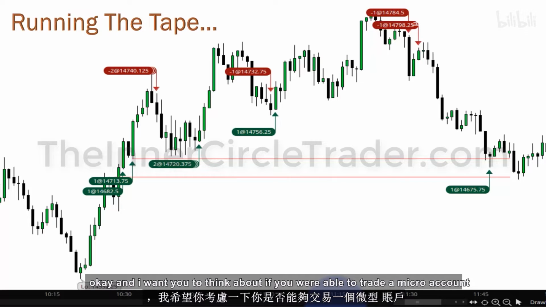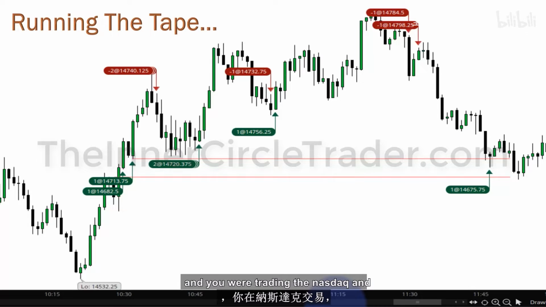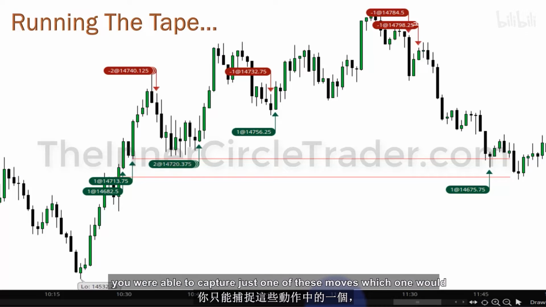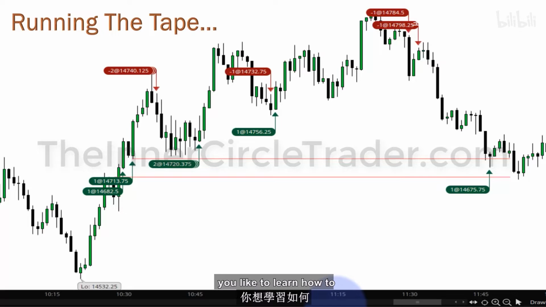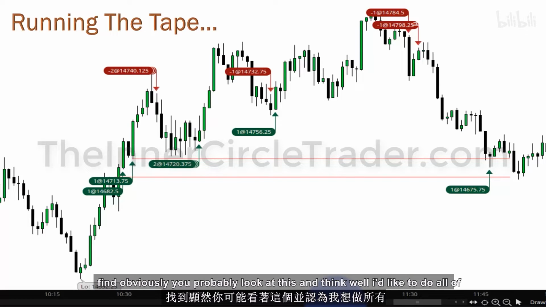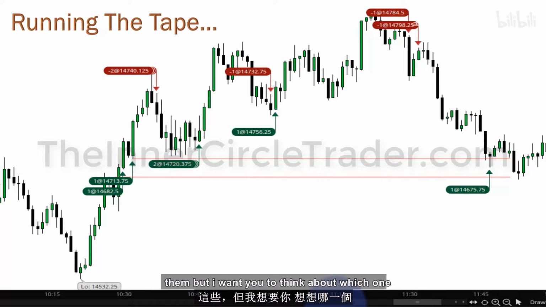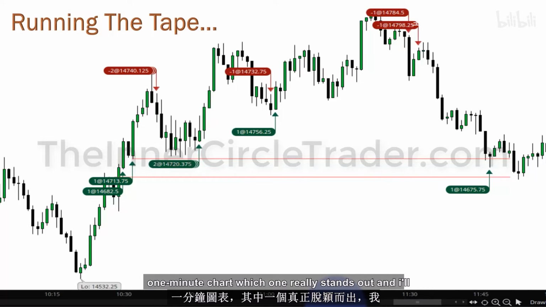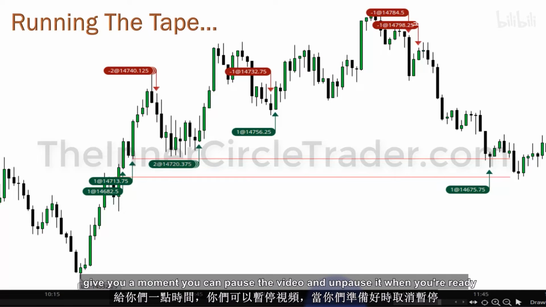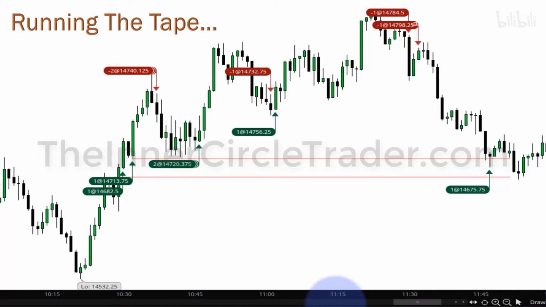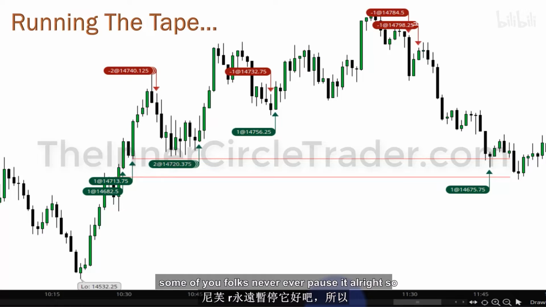And I want you to think about if you were able to trade a micro account and you were trading the NASDAQ and you were able to capture just one of these moves. Which one would you like to learn how to find? Obviously, you probably look at this and think, well, I'd like to do all of them. But I want you to think about which one really stands out off the entire chart, and this is a 1 minute chart. Which one really stands out? And I'll give you a moment. You can pause the video and unpause it when you're ready. Some of you folks never ever pause it.